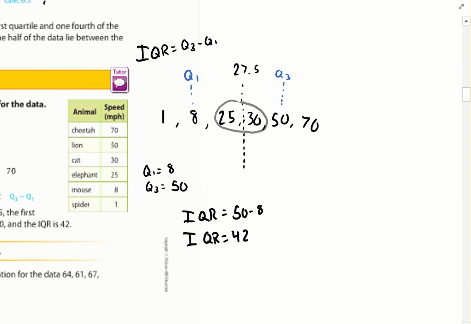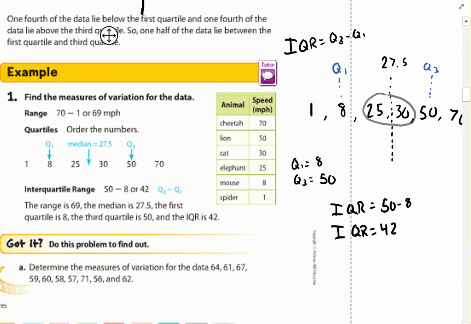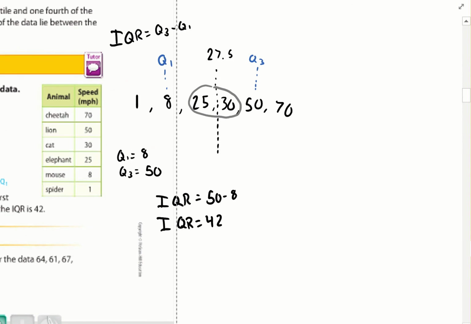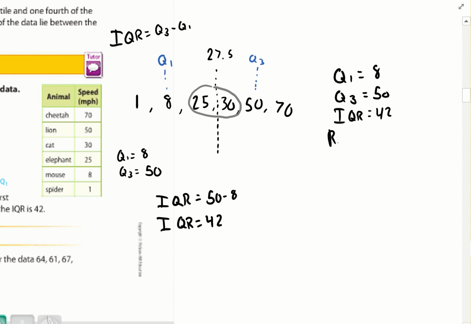And the last thing is my range. So I'm going to put everything in order: median 27.5, IQR 42, and my range is going to be my greatest number, 70 minus 1, so that equals 69. And those are my measures of variation.